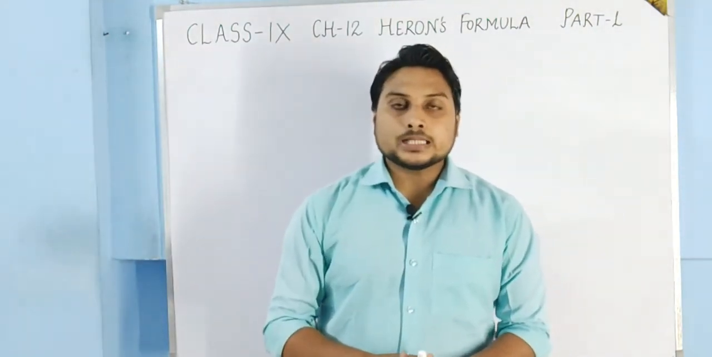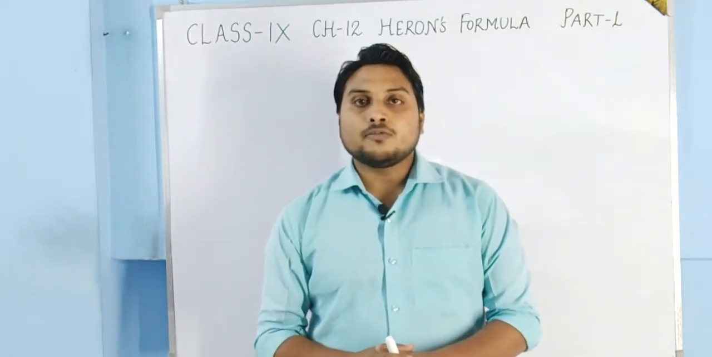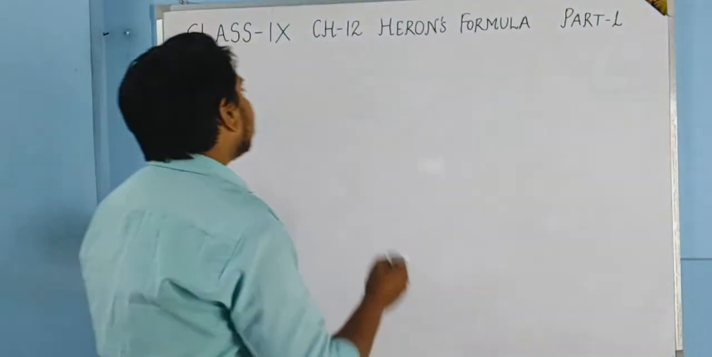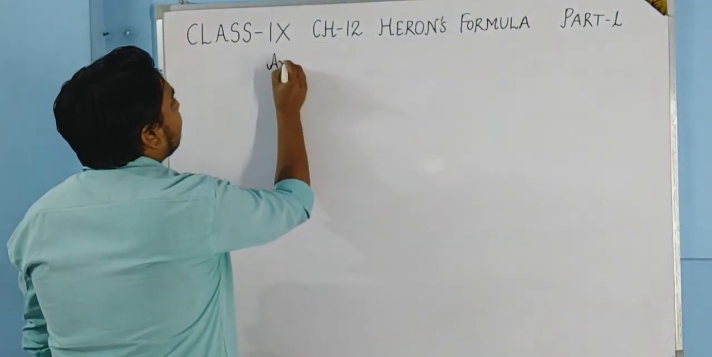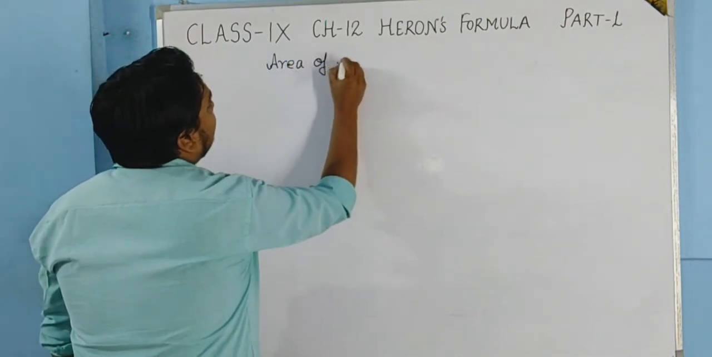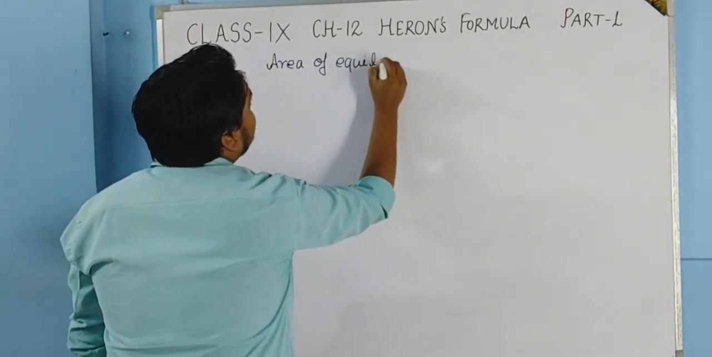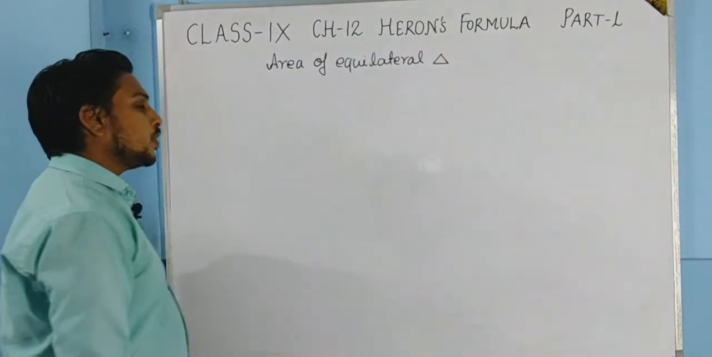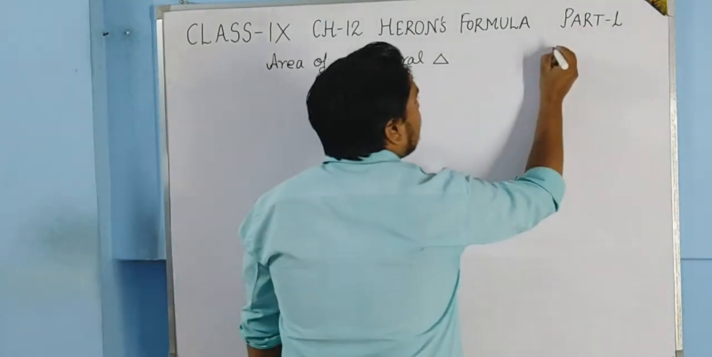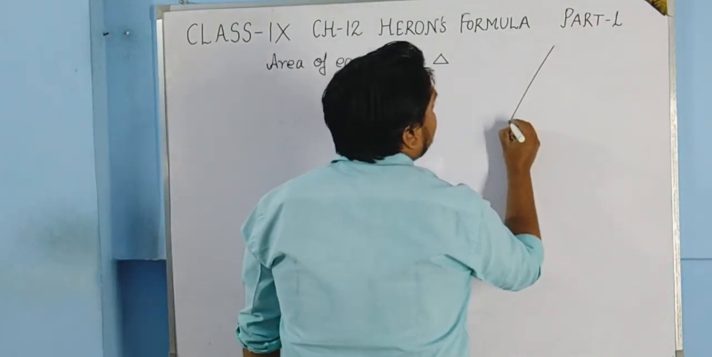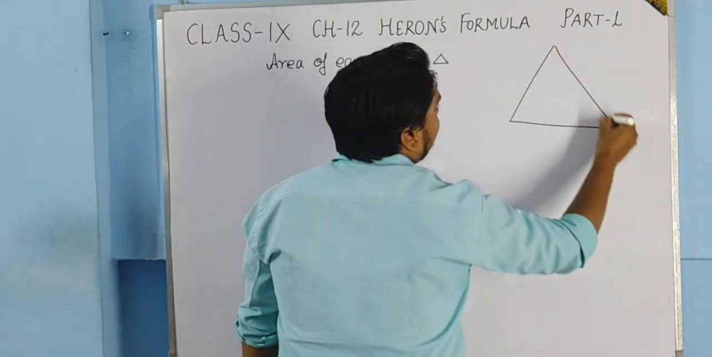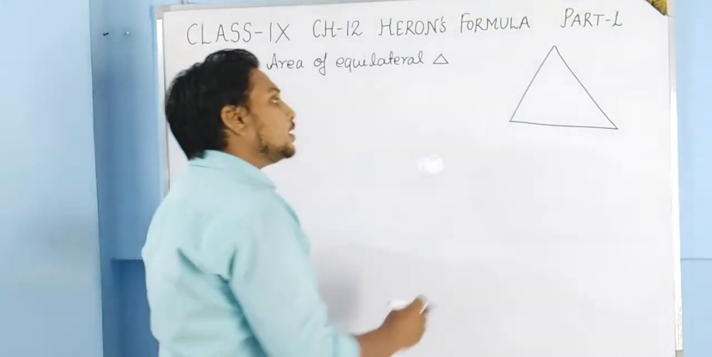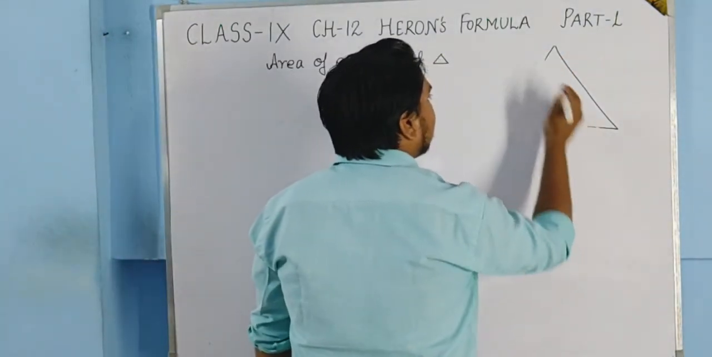Now students, let us see some formulae for the area of different types of triangles. Firstly, let us see the area of an equilateral triangle. Firstly we should know what the basic property of an equilateral triangle is.